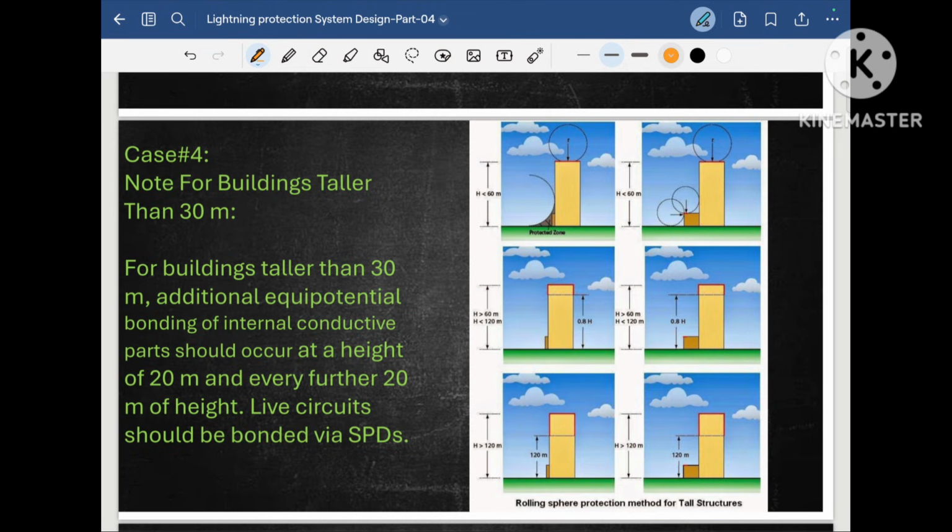This is all about the rolling sphere method. In this video, we covered how to calculate the spacing between the two air terminals by using the rolling sphere method, as well as how we calculated the penetration depth in order to know whether any equipment placed on the roof is under the protected zone or not. In the next video, I will cover the protection angle method, and in an upcoming video I will discuss the mesh method. And in another upcoming video, I will do the comparison between the rolling sphere method and the protection angle method. I hope you find this video informative.